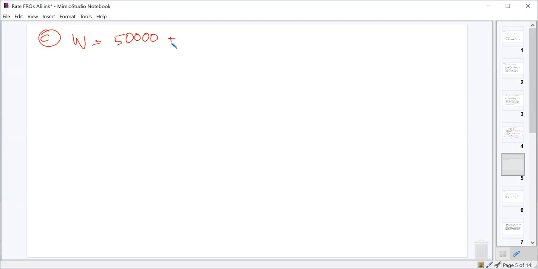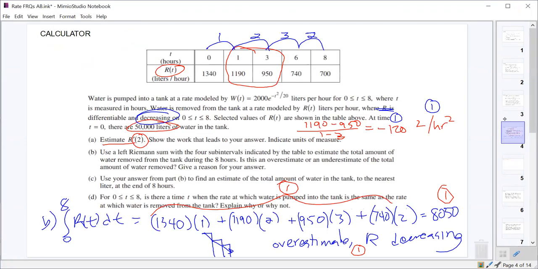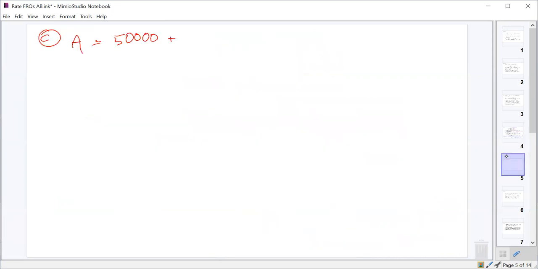Did we already have a W? We already had a W of t function, didn't we? Let's not call that W. Let's call this A, amount of water. It's 50,000. And then plus, it should be an integral of the amount pumped in. So this is the rate pumped in. So it should be the integral of this from 0 to 8. And then it should be minus that amount that is removed, 8,050.